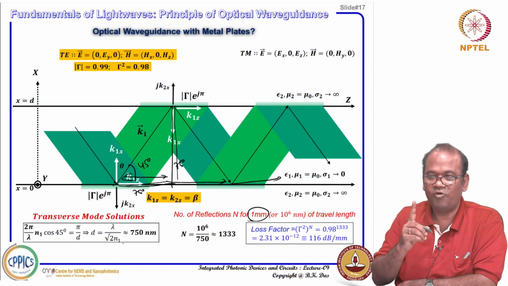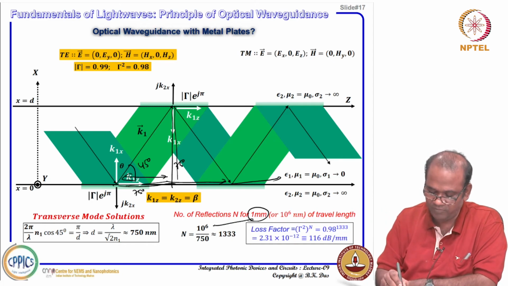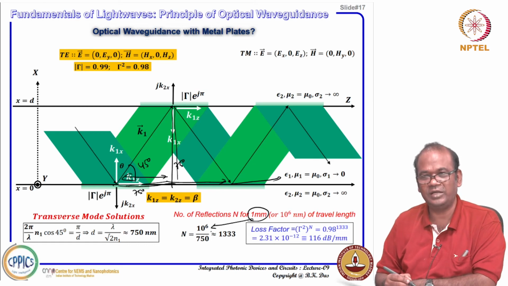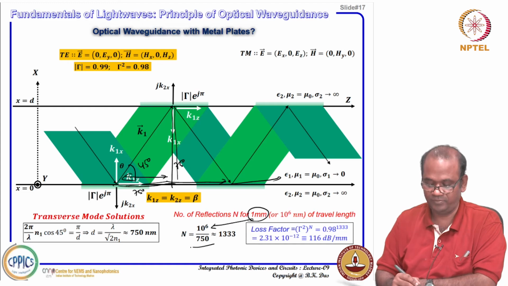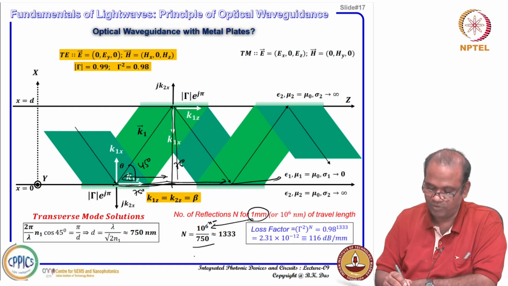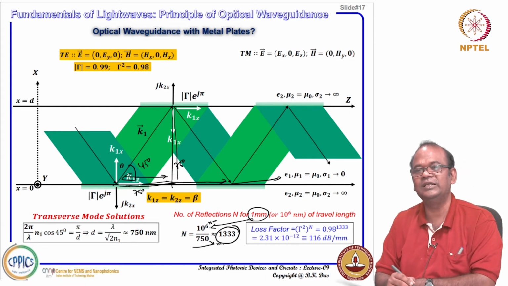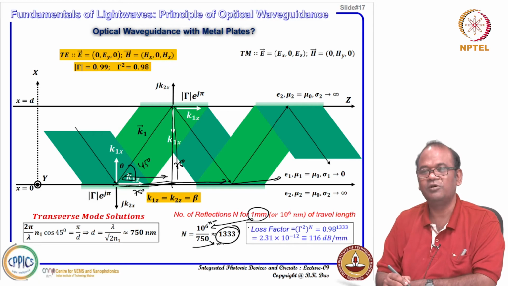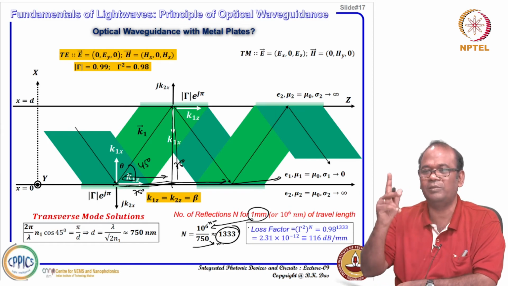So, that means for every 750 nanometer of travel it needs one reflection, and 1 millimeter means 10 to the power 6 nanometer. 10 to the power 6 nanometer divided by 750 nanometer. This is also nanometer, 1 millimeter, and then this is also nanometer. So, you need at least 1333, just a simple calculation gives you 1333 reflections required just to travel 1 millimeter.